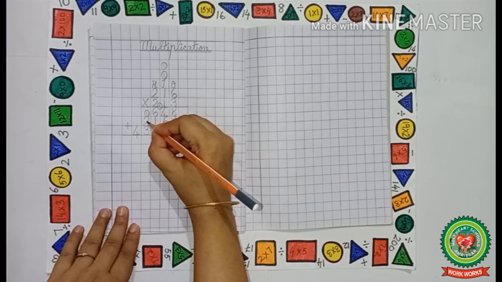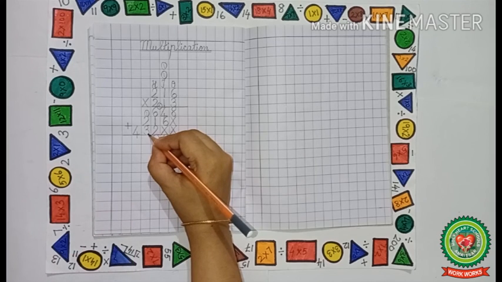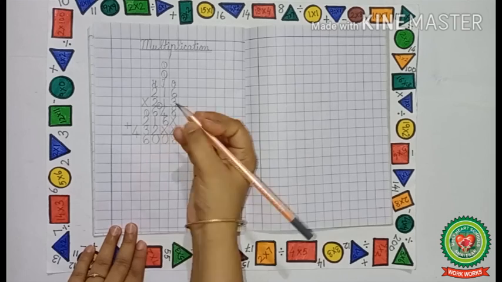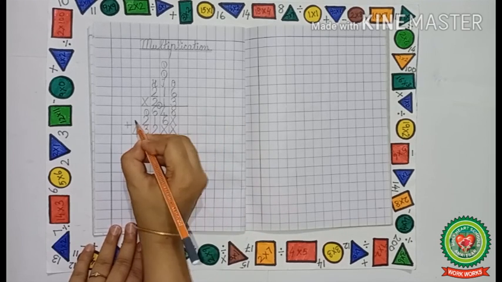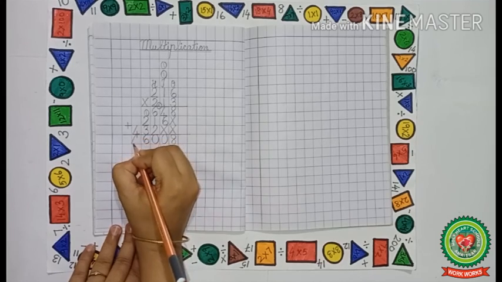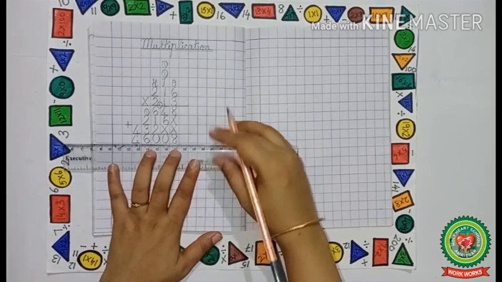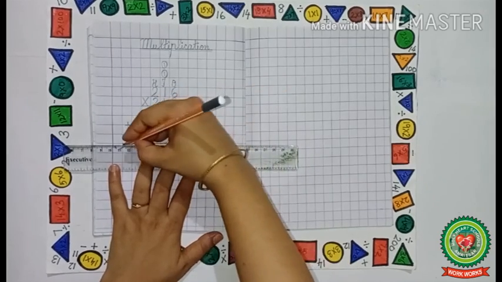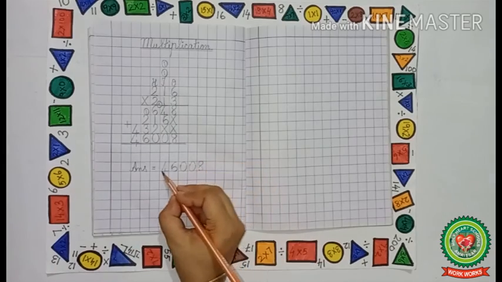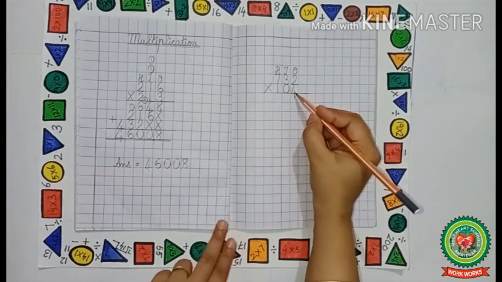1 plus 2 is 3. 3 plus 3. 3, 4, 5, 6. So we will write over here 6. Now 4 is given over here. Nothing is there. That means it is 0. So 4 we will write over here 4 itself. Now we will draw 2 lines just below it. So our answer is 46,008. Let us take the next example.